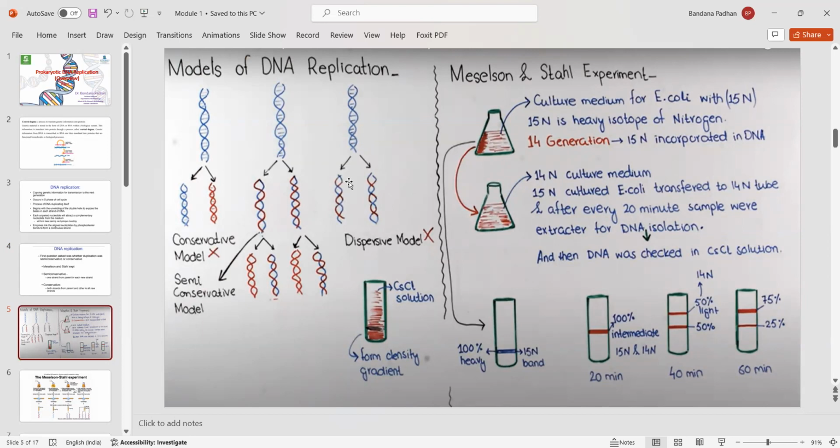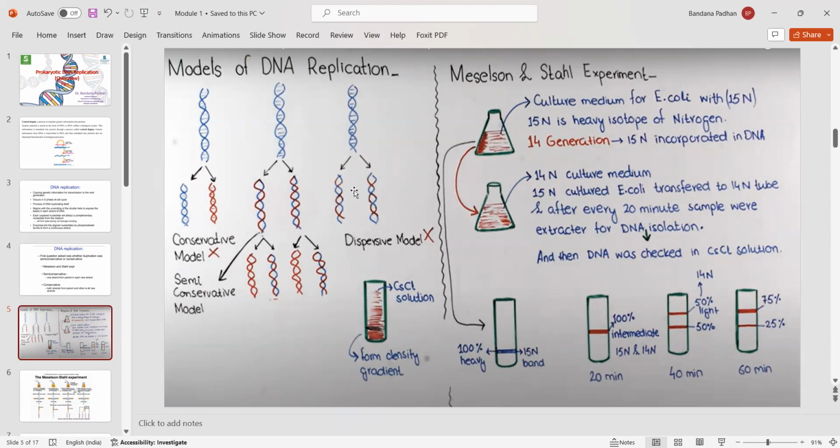And in the case of the dispersive model of DNA replication, what happens? Here it was proposed that segments of the parental DNA strand will act as a template for the newly synthesized strand. But later on, Meselson and Stahl did an experiment proving that the semi-conservative model of DNA replication happens in both prokaryotes and eukaryotes.